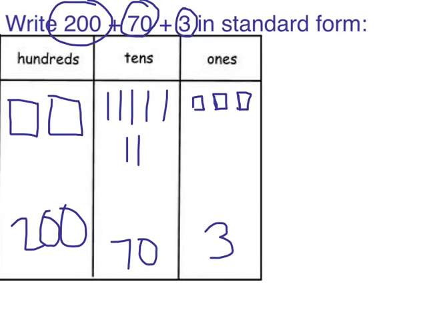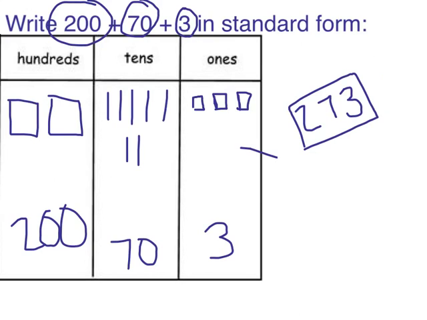To write that number in standard form, I'm going to put a 3 in my ones place, a 7 in my tens place, and a 2 in my hundreds place. This number is 273. I can see that because I've built it in my place value chart.